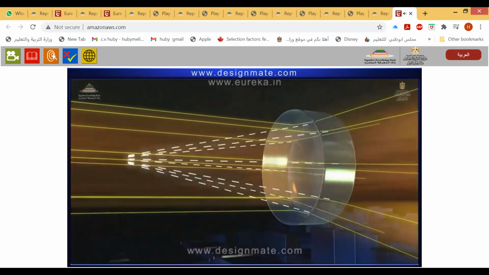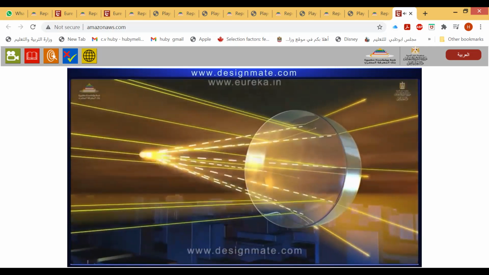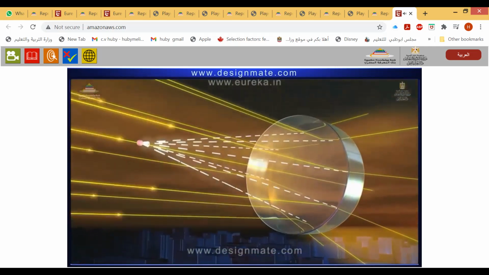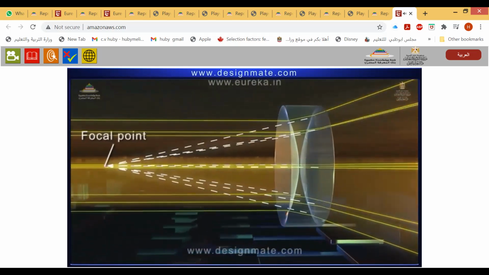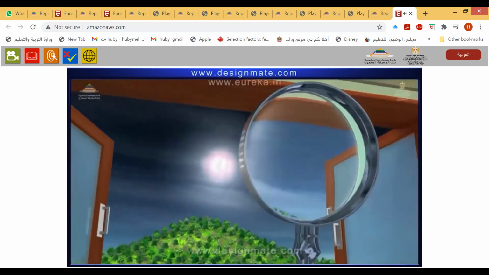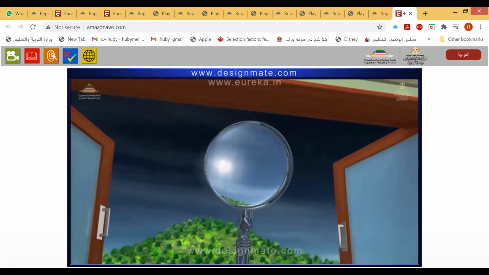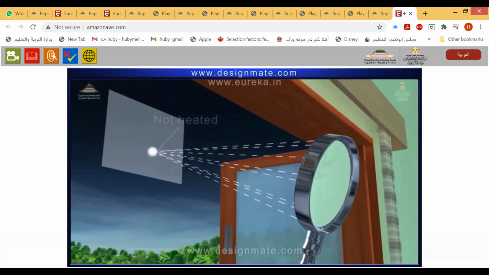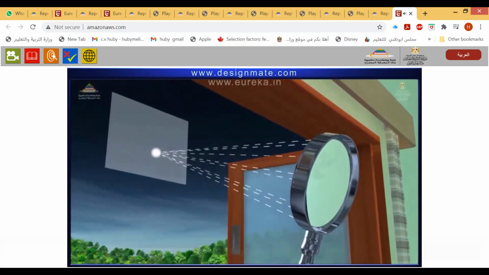If the divergent rays are extended backwards, then they appear to meet at one point on the principal axis on the same side of the object. This point is called the focal point of the concave lens. The sun viewed from a concave lens would appear as a point. If you place a paper at this point, it would not be heated. The image formed in this case is a virtual image.